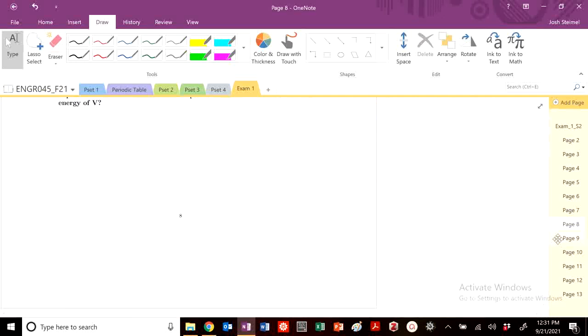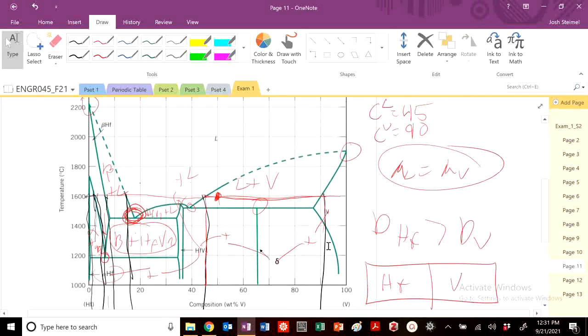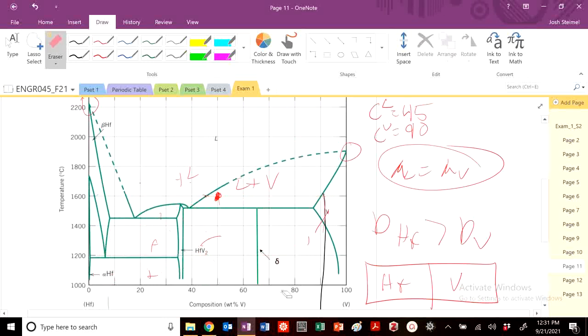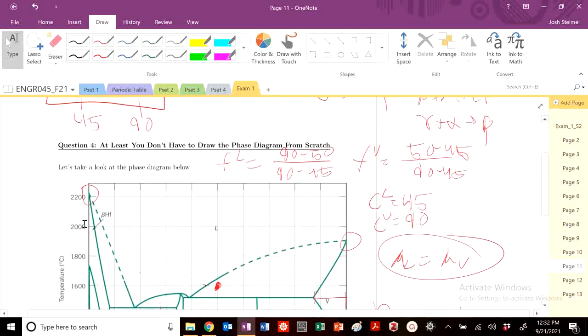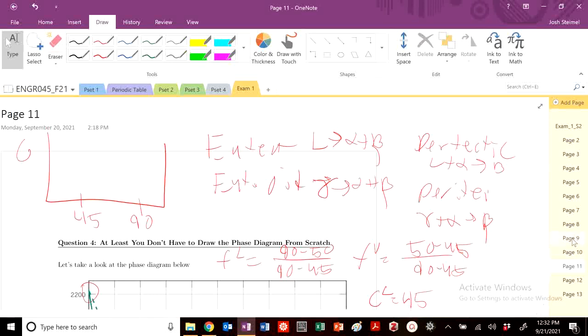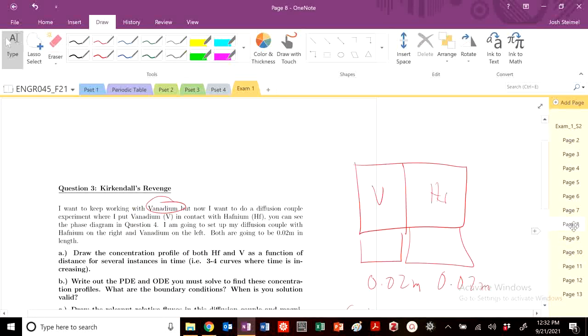Now, if we look at this phase diagram, I can see below, I've already written on it, that vanadium, I can put more hafnium into my vanadium phase. So hafnium is more soluble in vanadium, and we could tell that by our maximum solubility here versus our small maximum solubility right here. So my hafnium is more soluble in vanadium, thus my diffusivity of hafnium, D of Hf, is greater than diffusivity of vanadium.